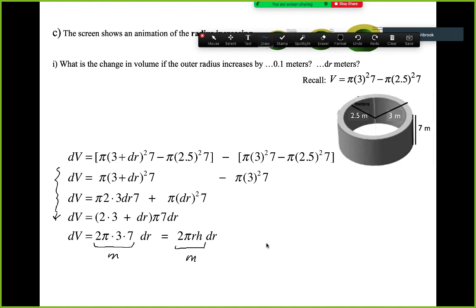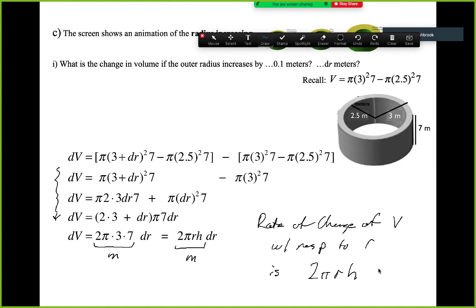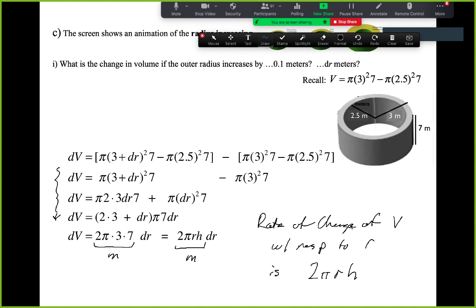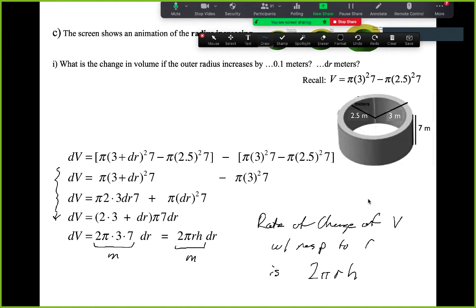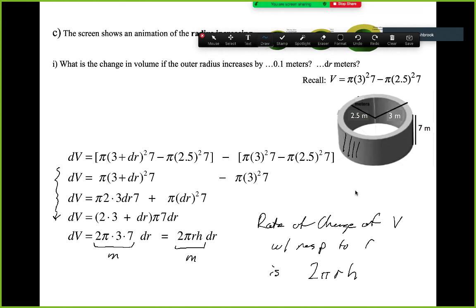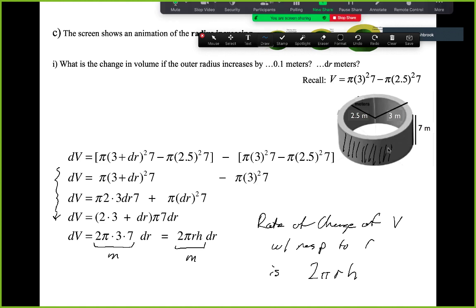What is that? What is 2 pi r h? So our rate of change of volume with respect to r is 2 pi r h. What is that thing? The height of your, or the area of the... It's the area of the side of the cylinder. Right, exactly. It's the area of this lateral side here. It's the circumference, 2 pi r, times the height, which gives this lateral area.